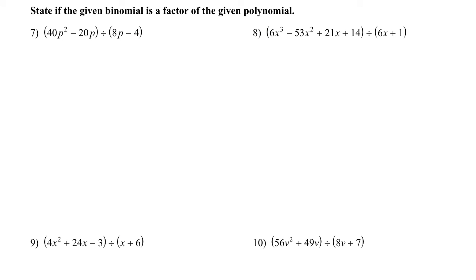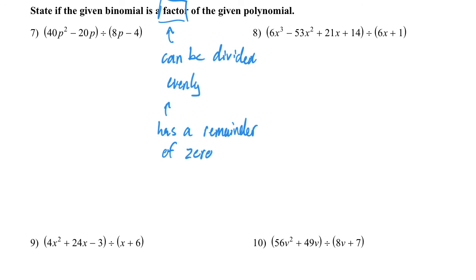So on the second page here, it says state if the given binomial is a factor of the given polynomial. So if it's a factor, that means that it can be divided. Okay, so it can be divided evenly. And if it can be divided evenly, then it would have a remainder of 0. So all you're doing with these on the second page is dividing them and checking the remainder.